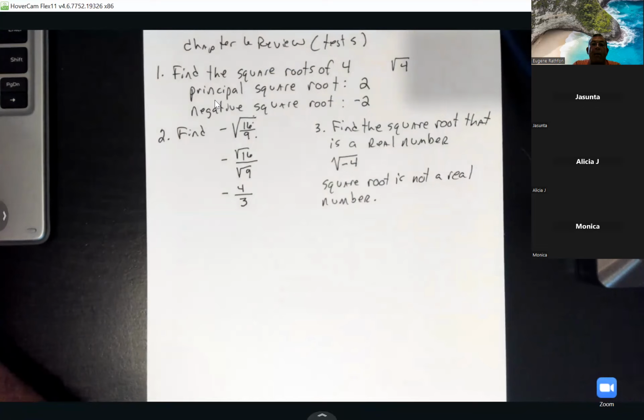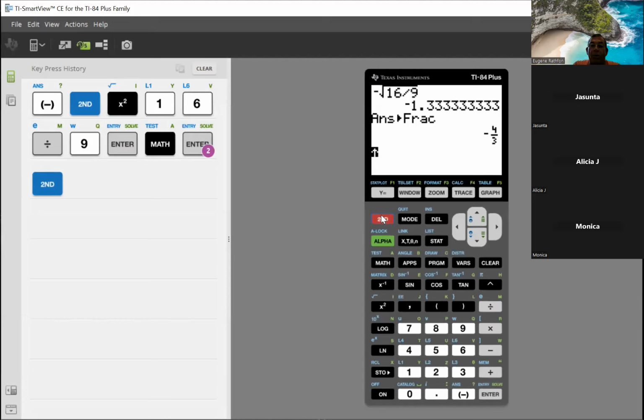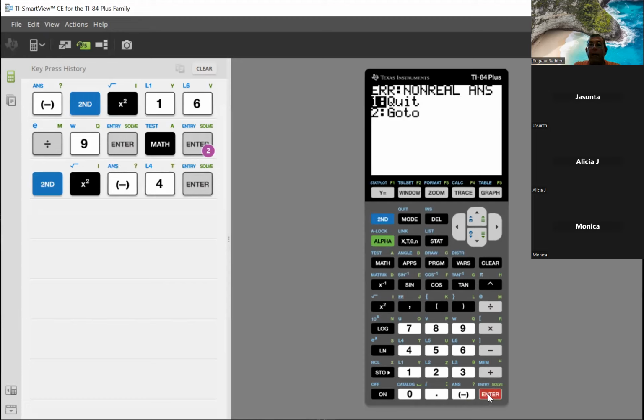Hey, let me show you what happened on the calculator on that one. So if I try to do the square root, so x squared to get the radical, and then put in a negative 4, when I hit enter, I get a non-real answer. That's telling me that it cannot do this in the real world. Okay. So just remember that we cannot take square roots of negative numbers.